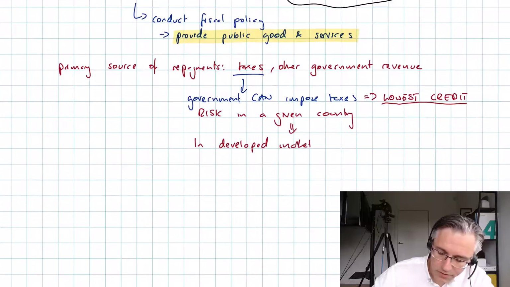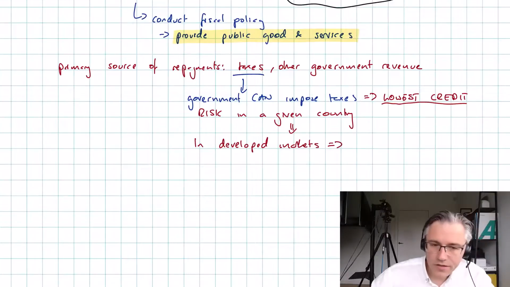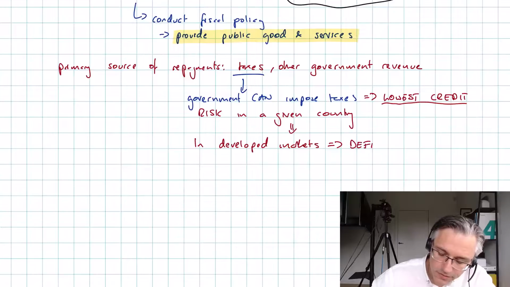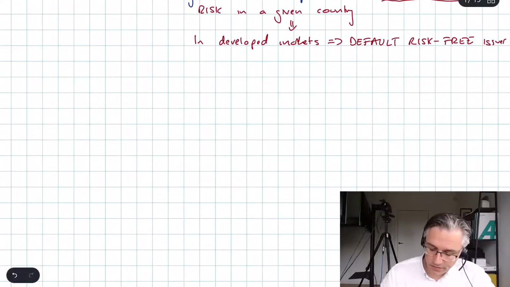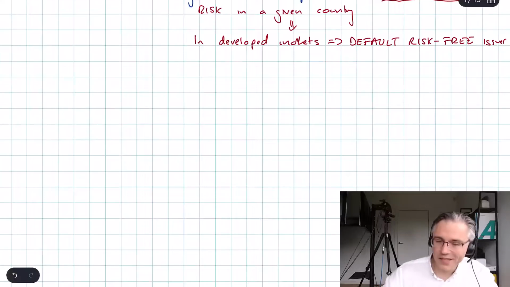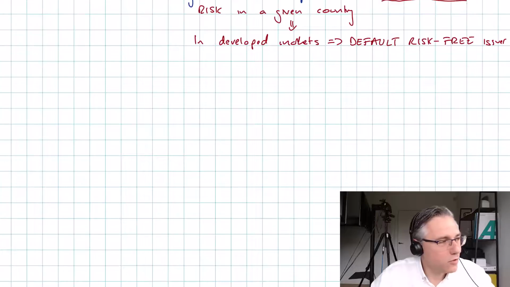That is the assumption we typically make: the government is described as a default risk-free issuer. Basically, we assume them to be free of the risk of default, which is a bit of a simplification. There's always an element of default risk or credit risk involved, even if it is the government. But in developed countries, this assumption is definitely typically made.